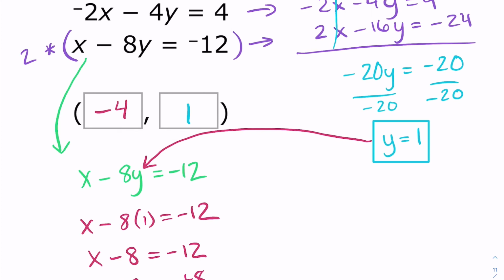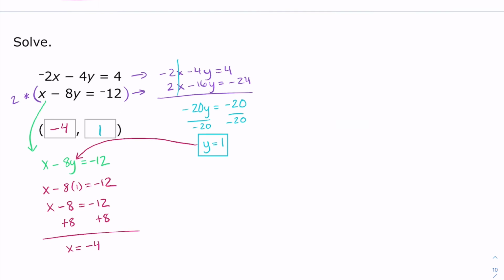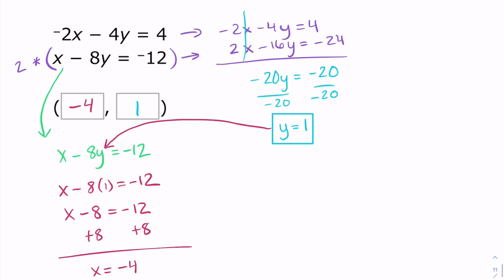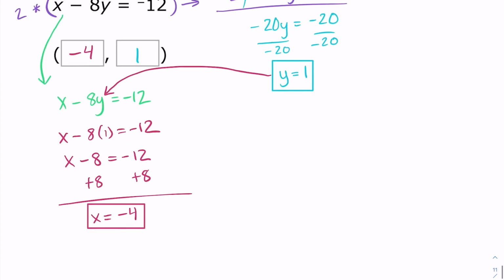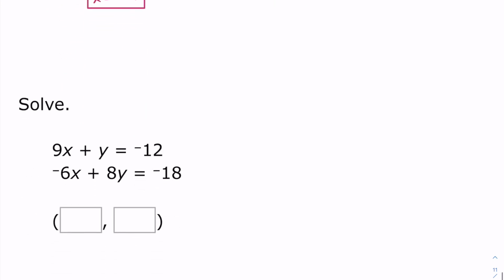Okay, let me check my work real quick. That one looks good. 8 minus 4 is 4. Yeah, so I checked the work in my head. That looks pretty good. All right, let me put a box for the answer, or half of the answer. All right, the last one.